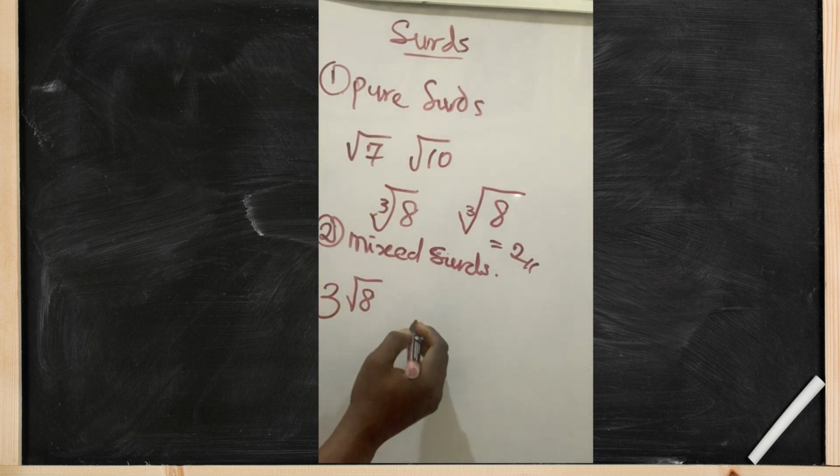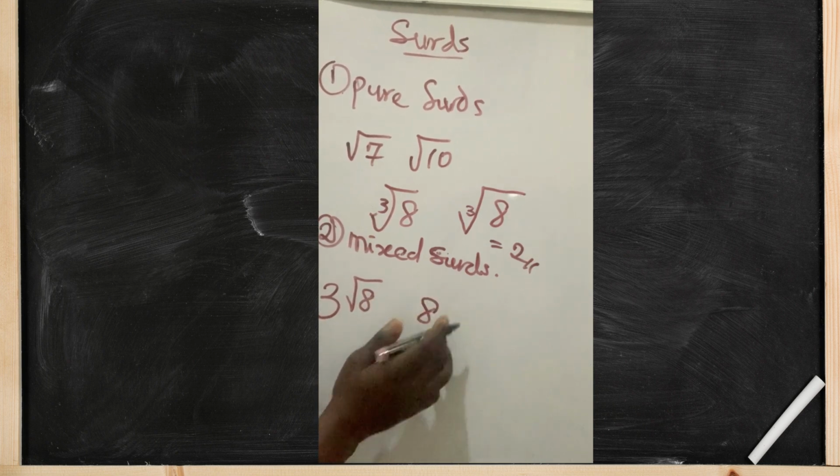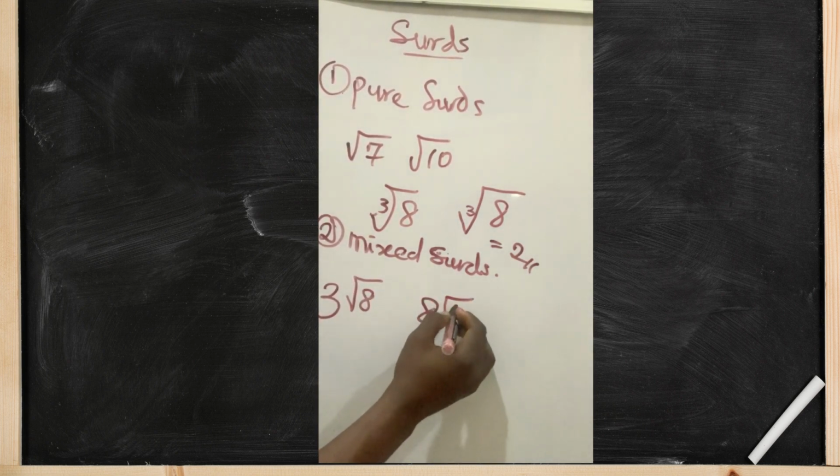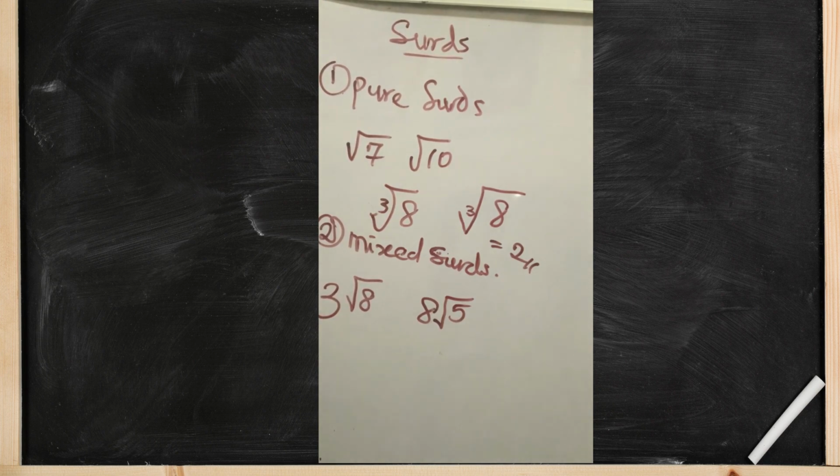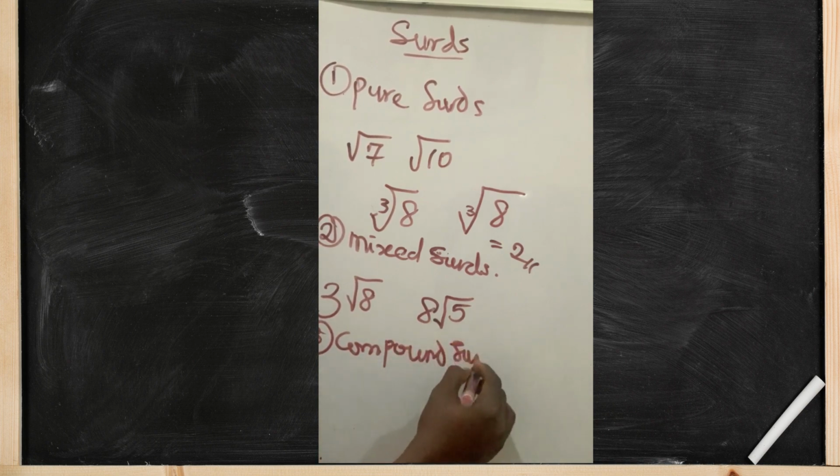What we are saying in essence here is something like 8 times the square root of 5. This is a mixed surd. The last type of surd is a compound surd.